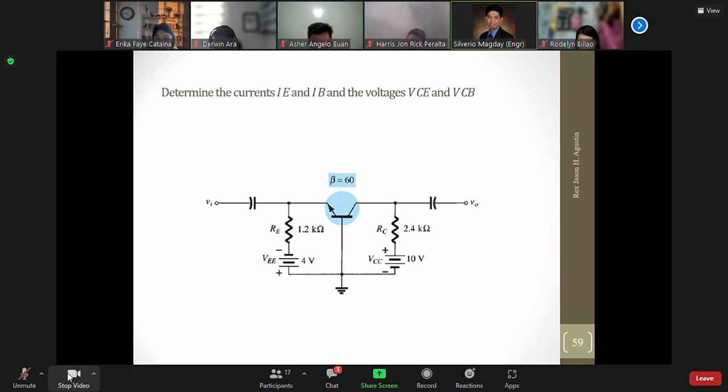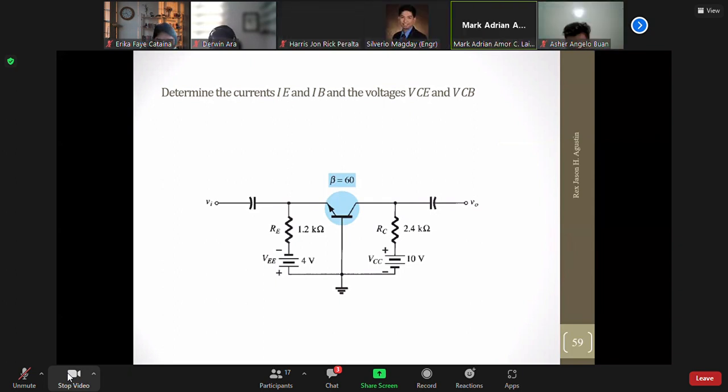Okay. Pansin nyo na, sir, 4.1 yung VCE, sir. Nice, sino yung sumagot? Good. So, how about your VCB? 3.4 volts, sir. Medyo malapit naman kung sa 3.51.